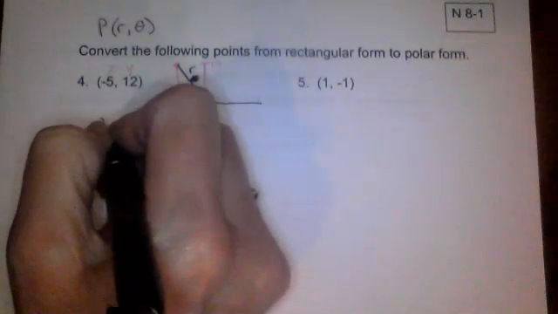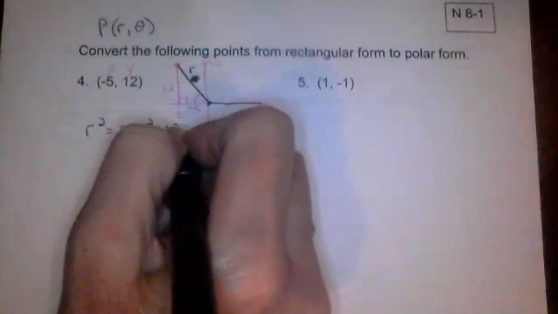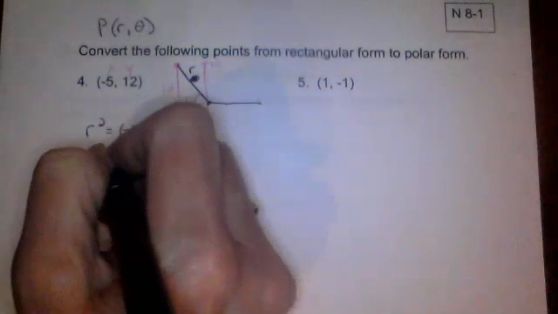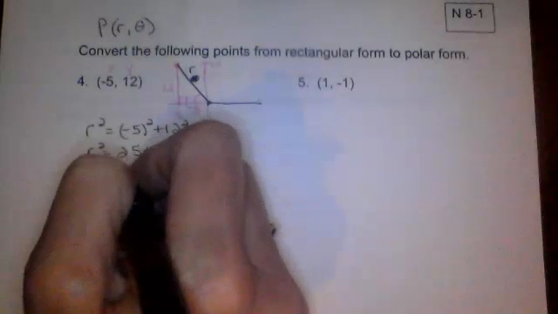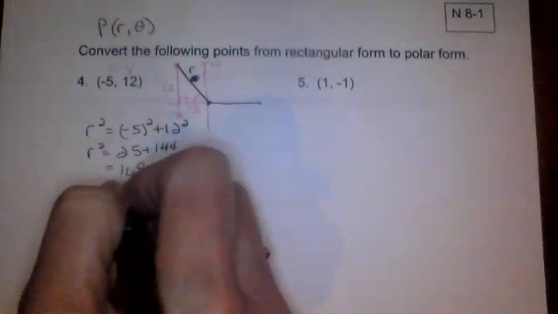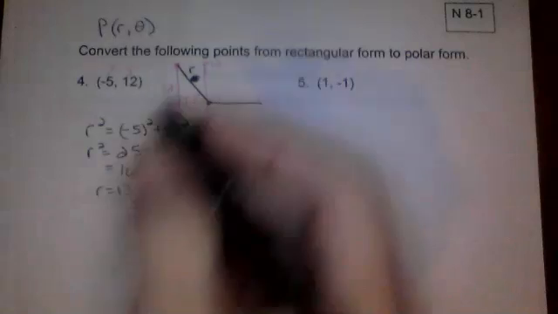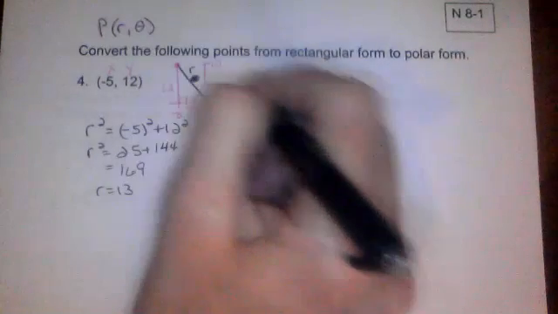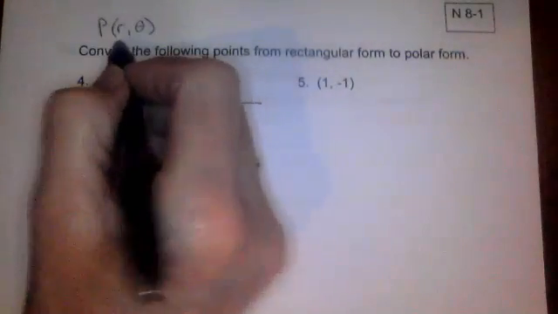r squared is going to equal these other two sides squared, -5 squared plus 12 squared. So we have 25 plus 144 is 169, so r is 13. So the radius of my triangle, or the hypotenuse of my triangle, or the radius of this circle that I am going to spin around is going to be 13. So that's going to be the r value.